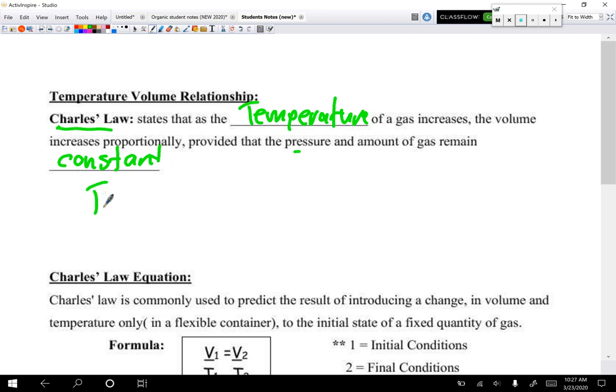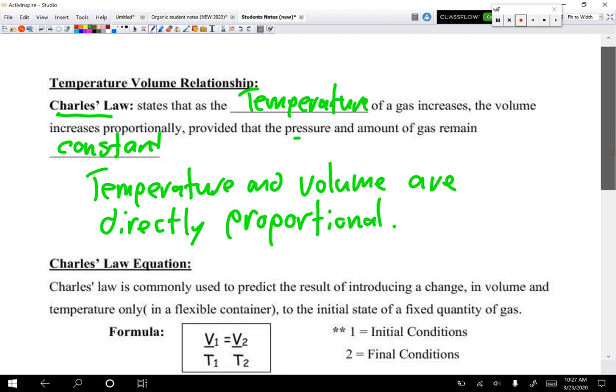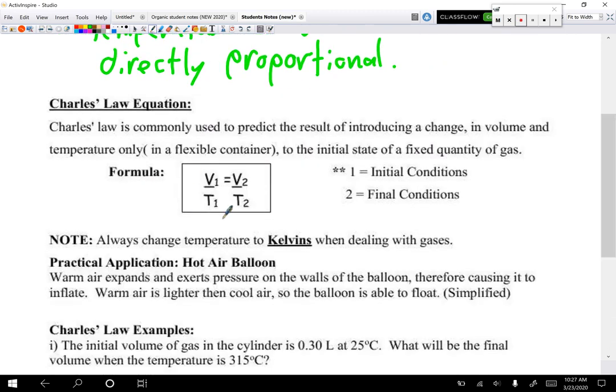So what we have right here is temperature and volume are directly proportional. So what that means is if one goes up, the other one goes up as well. So our equation for Charles' law looks a little something like this. You've got V1 over T1 equals V2 over T2, where the temperature needs to be in Kelvins. So it has to be in Kelvins in order for this to work.